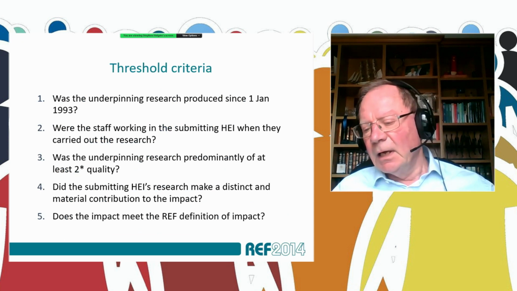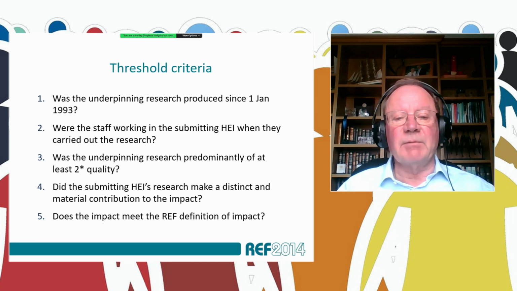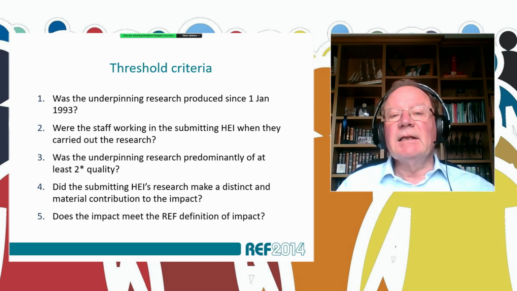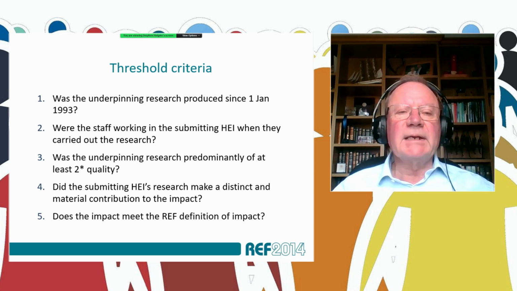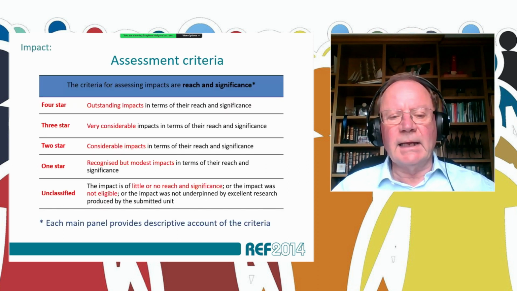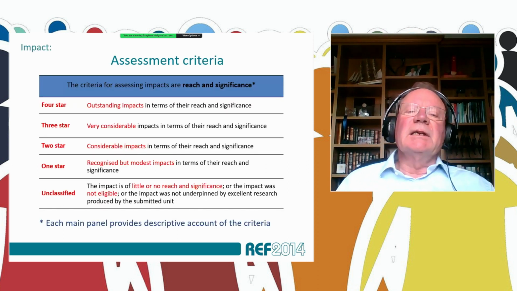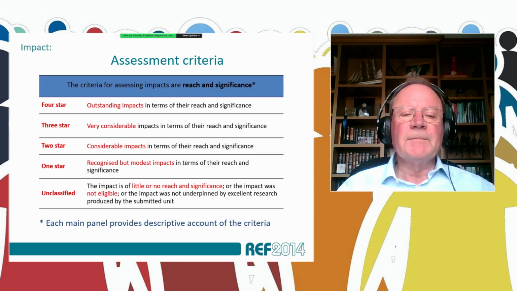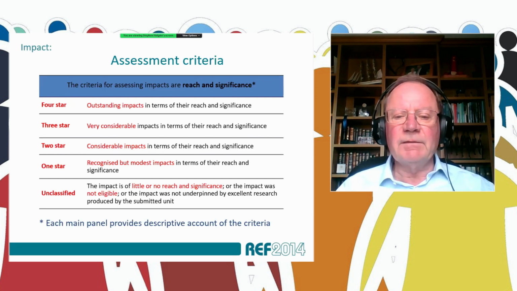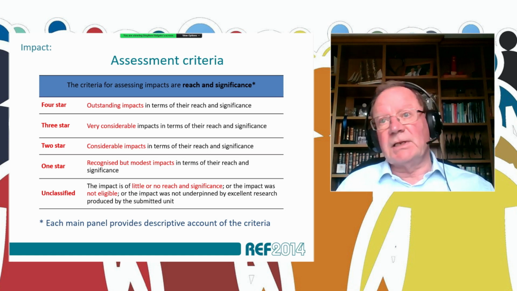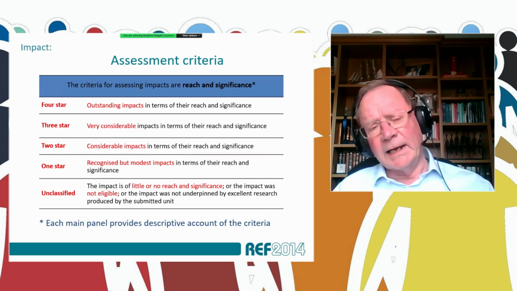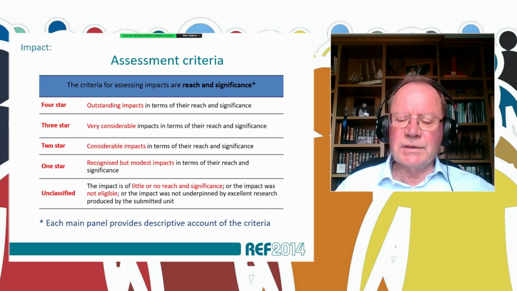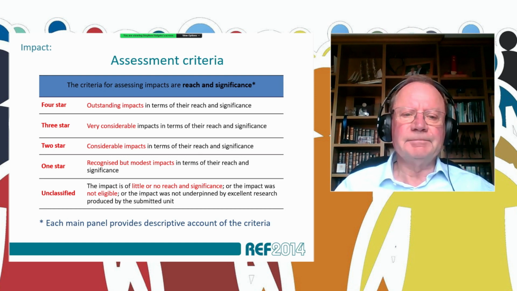Threshold criteria are built into the assessment process. I won't read through these because you can see them there on this slide. They're fairly straightforward. And obviously, in giving a score, this is a view that the panel has to agree to. And these are the scoring system that's used, starting with the unclassified, if the impact did not actually conform to the definitions given to the universities, then moving all the way up to eventually 4-star, which is an outstanding impact.